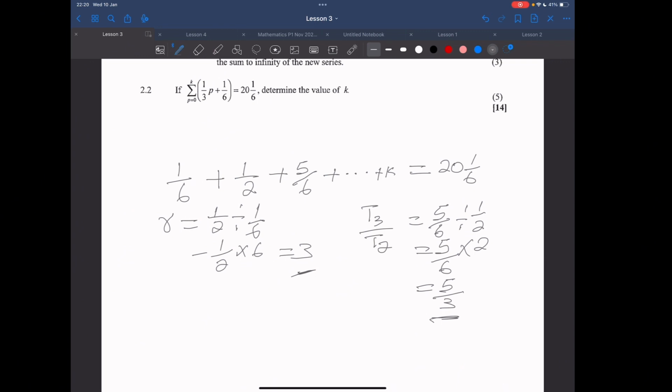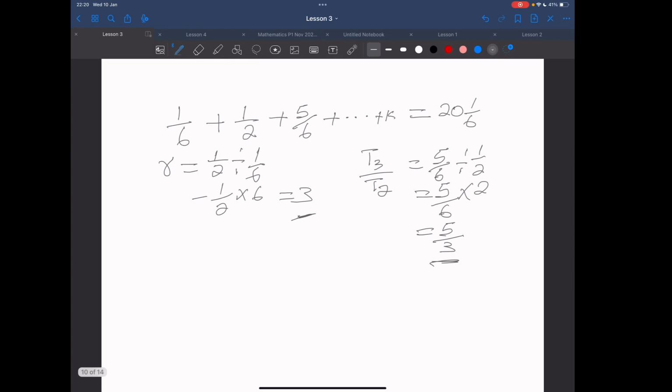So let's try arithmetic. Let's try to get d, which is term 2, which is 1 over 2, and then we subtract term 1, which is 1 over 6. So 1 over 2 minus 1 over 6 will give us 1 over 3. Then let's see whether the same thing happens: 5 over 6 minus 1 over 2 is definitely giving us 1 over 3. You can use your calculator to get that. So we realize that this is an arithmetic series with a common difference of 1 over 3.